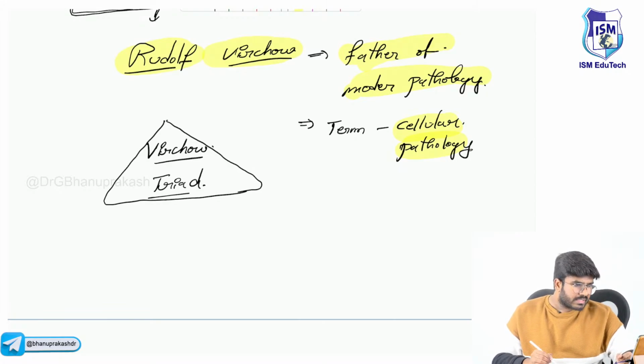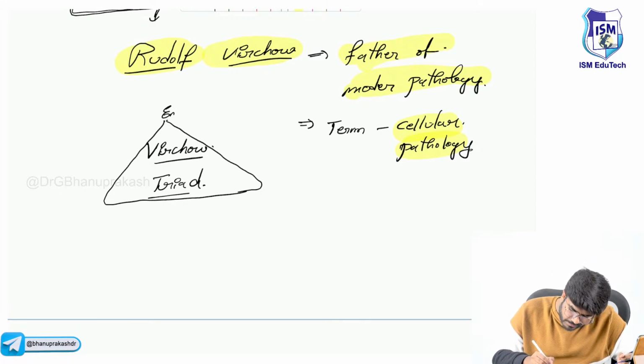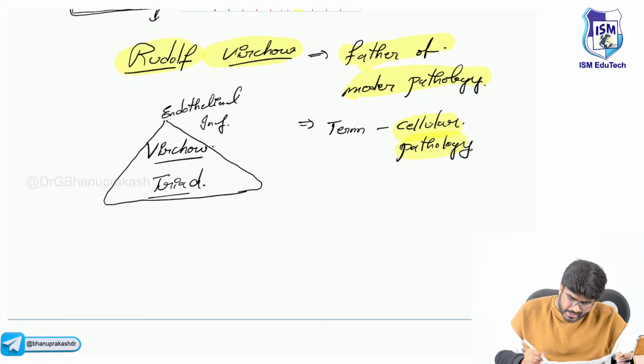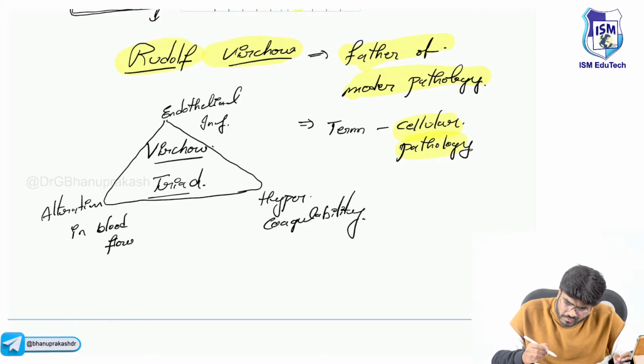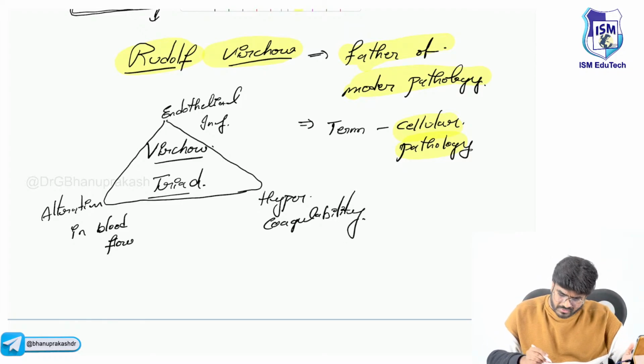The Virchow triad includes endothelial injury, next, alteration in blood flow, and hypercoagulability. So what exactly is this Virchow triad talking about?